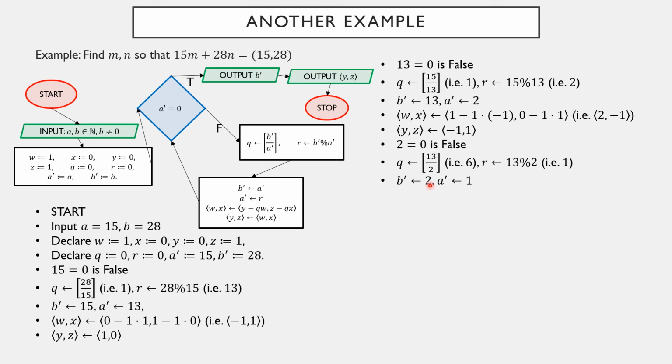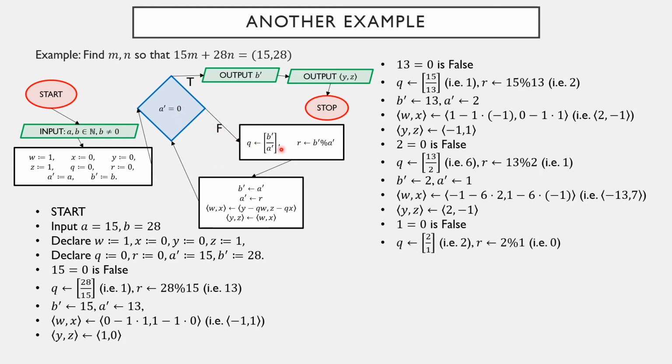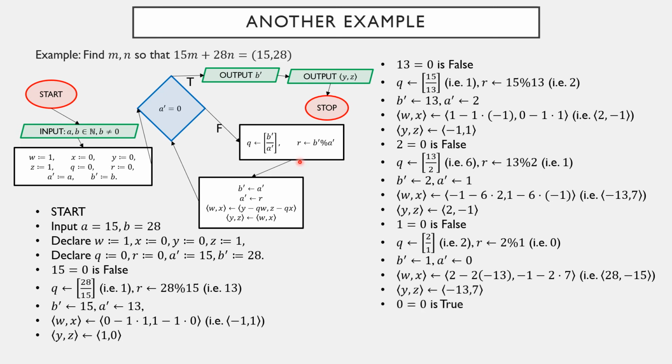I take that old value of a and store it as b, and I take my remainder and I store it as a. Then I need to compute all of these new vectors, store them as wx, and take my old value of wx and store it as yz. Then I come back and I check a prime is not in fact 0 yet, so I need to do this again and compute new vectors. There they are. But now a prime is 0.